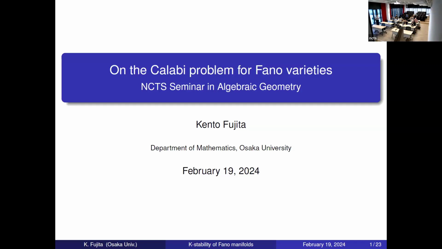So the first talk will be 1 hour, and then we will take a break for 30 minutes. And then after that, we're going to have a second talk by Vanya. Kento is going to talk about the Calabi problem for Fano varieties. Okay, so please start.